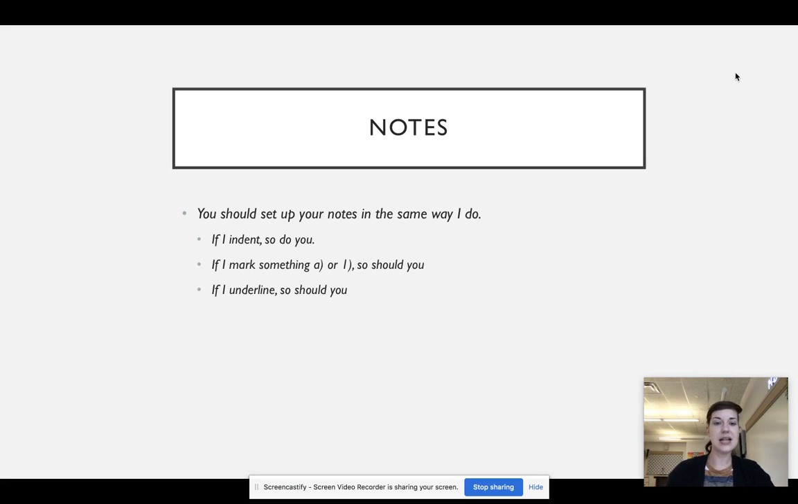Okay. So when you set up your notes, you should set them up the same way that I do. So if I indent something, if I bullet point something, you should be doing that too. If I'm numbering or lettering it in a specific way, you should too. If I'm underlining it, you should too.